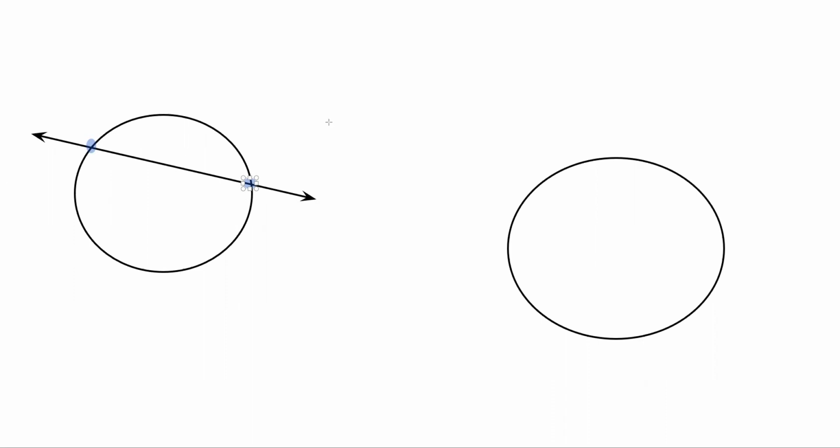This is called a secant line. So let me write that out for you. This is a secant line. The part of the secant that is inside the circle is the chord. Okay, so let me highlight that. So this right here is called the chord.